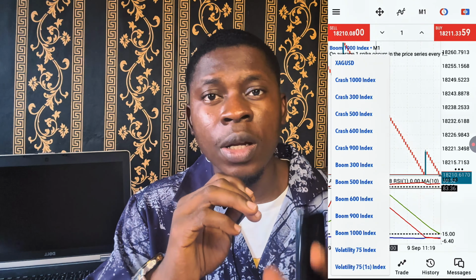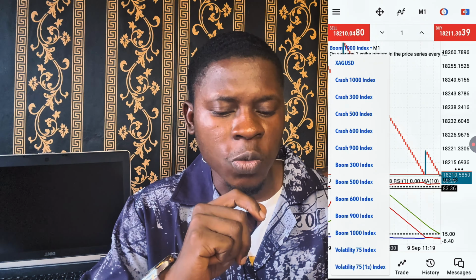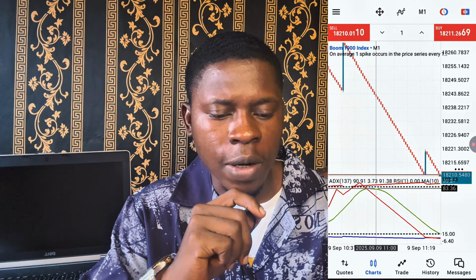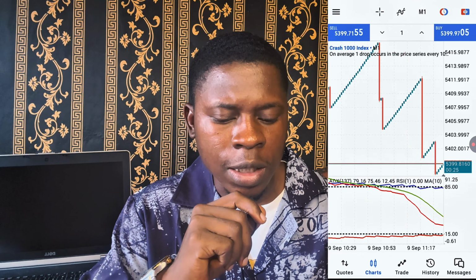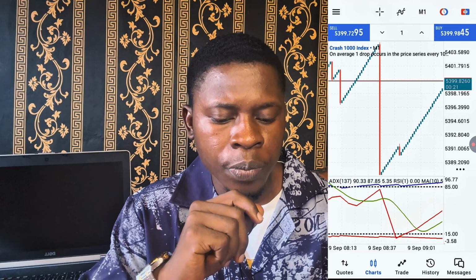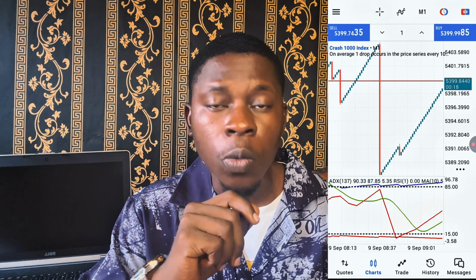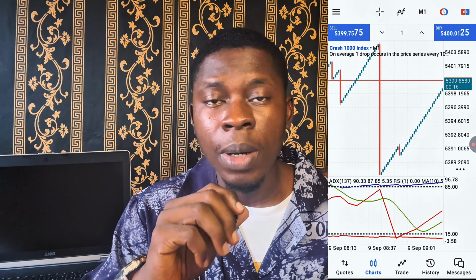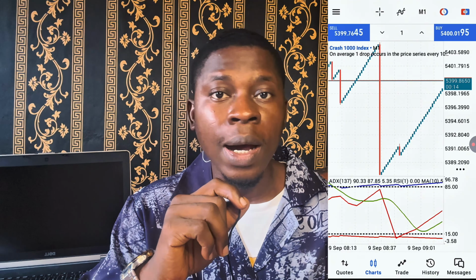Now let's go over to the crash market. Remember, I told you guys that this strategy is for boom and crash. So we'll go over to crash 1000 index right now. Going over to the crash market at this very point, using the same setup on the 1 minute time frame. Now, on the crash market, we're trading the candles. Remember the strategy for taking long buys and sell.